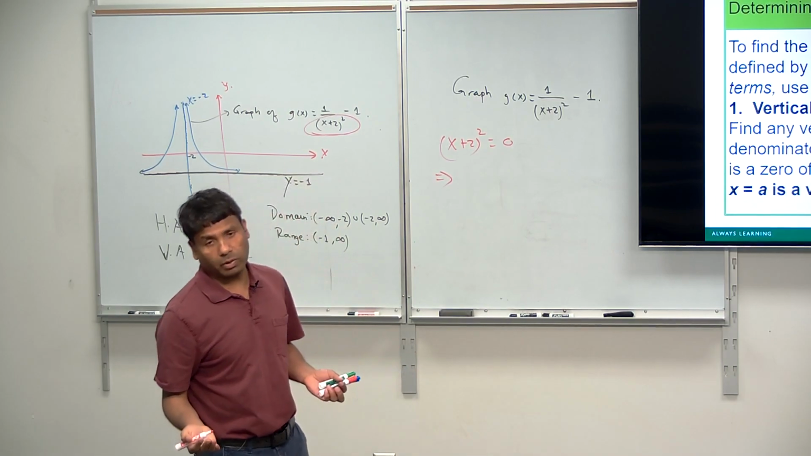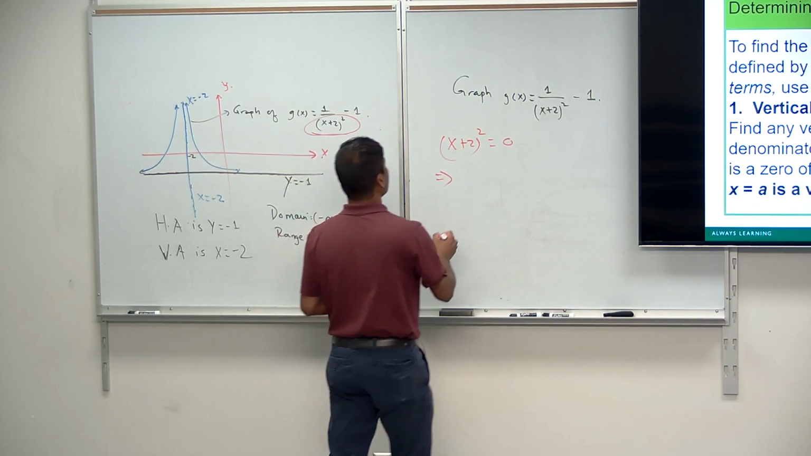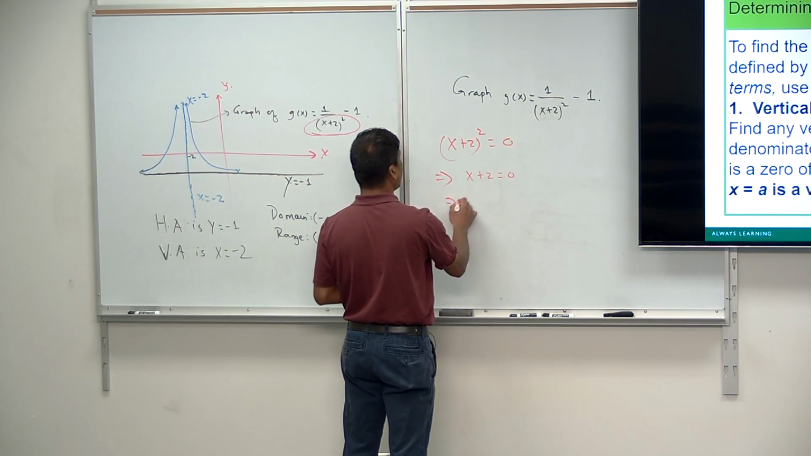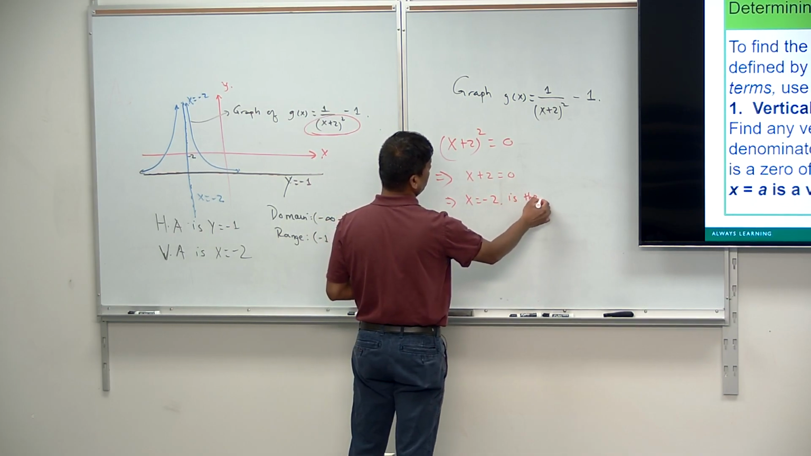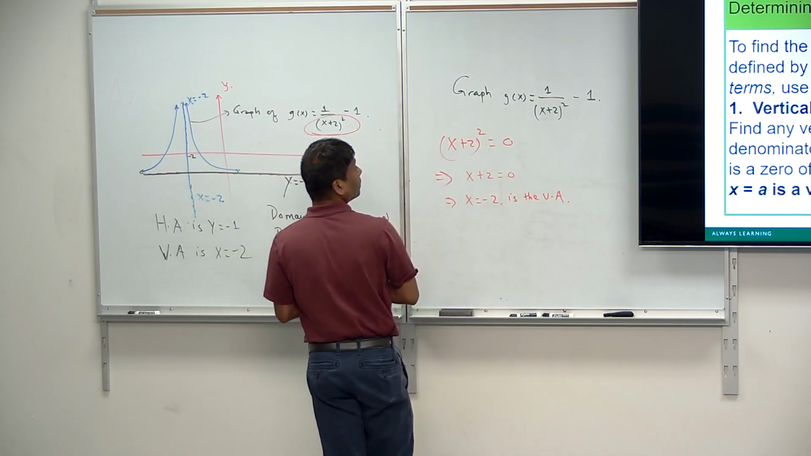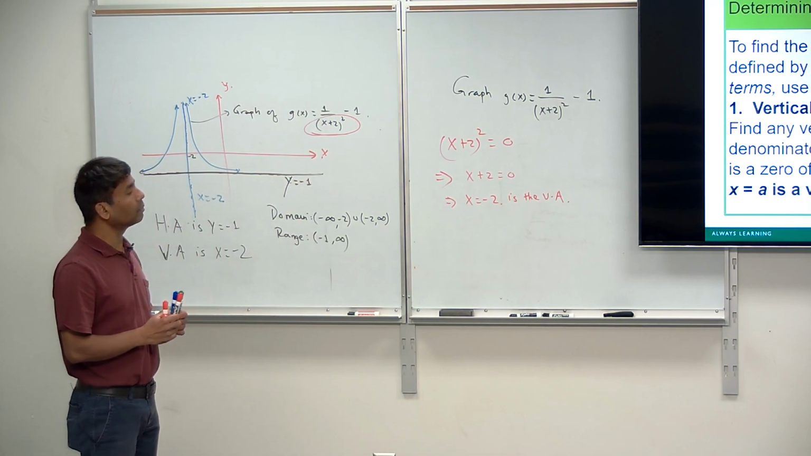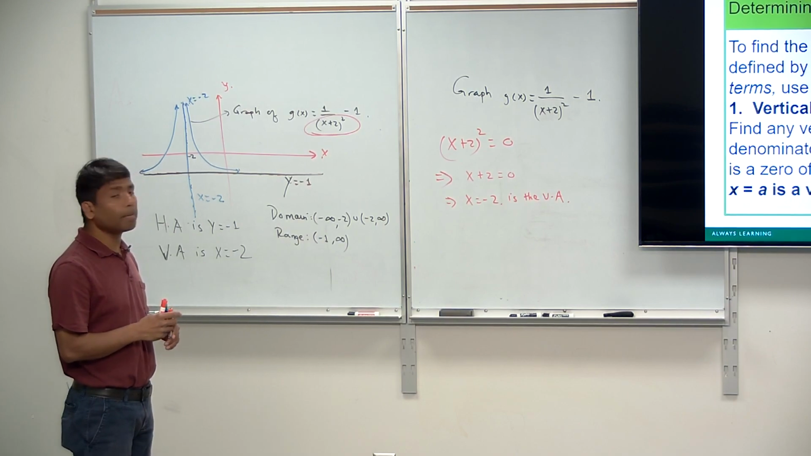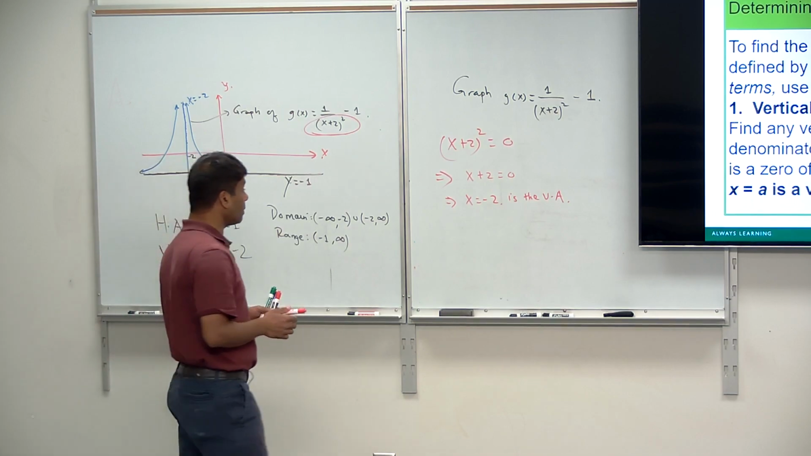So that will give you the vertical asymptote. You see this is the same as x plus 2 equal to 0, and that will give you x equal to what? Negative 2. So this is the vertical asymptote. Are you with me?